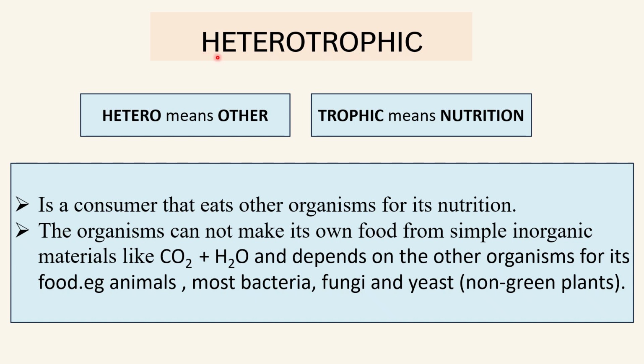The second basic mode of nutrition is heterotrophic. If we split it into two words, hetero means other and trophic means nutrition. That is, the mode of nutrition in which the organism cannot make its own food from simple inorganic materials like carbon dioxide and water, and depends on other plants and animals for its nutrition.